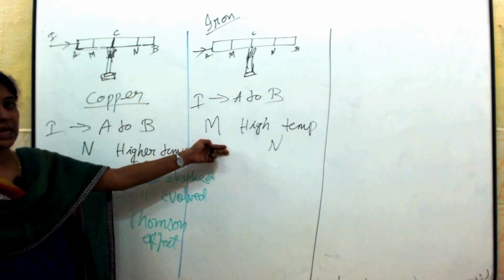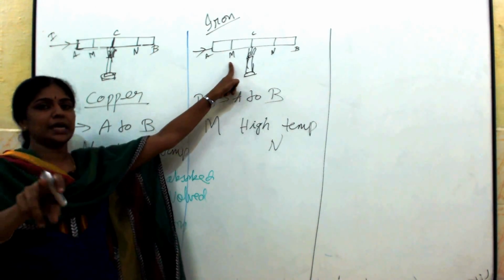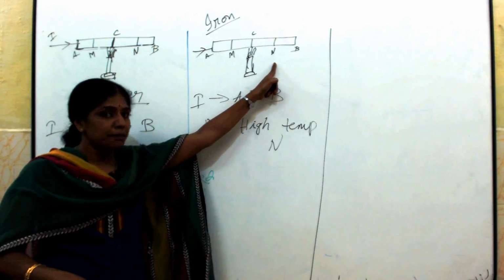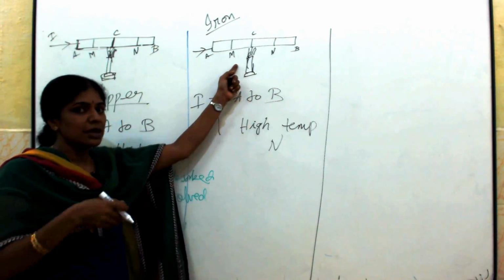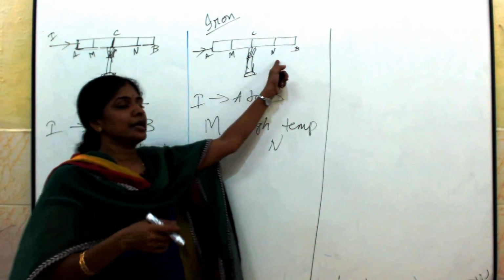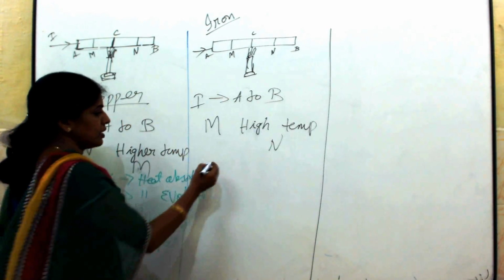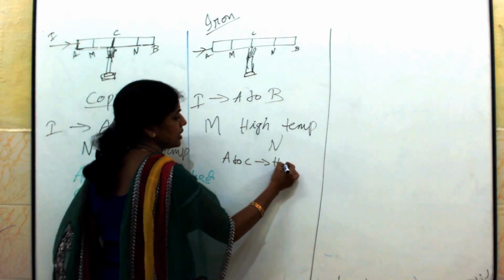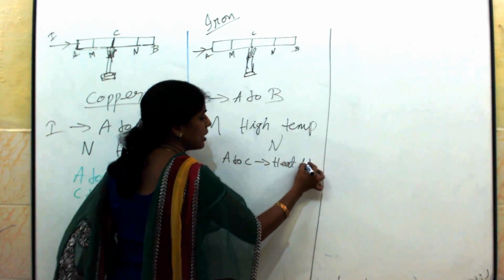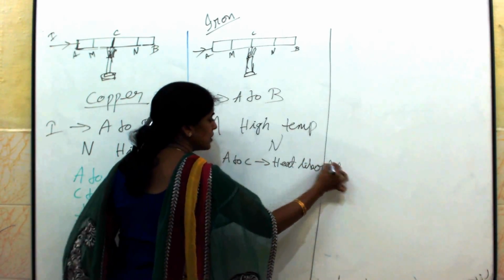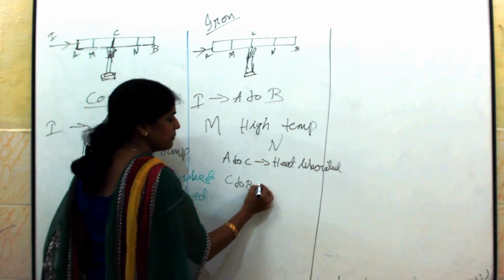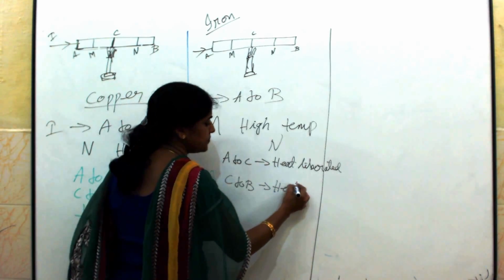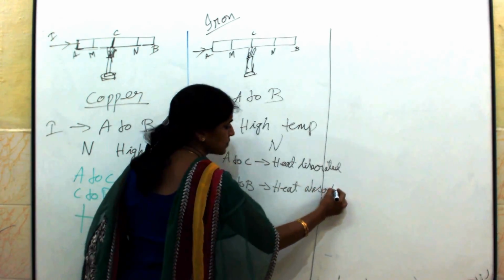What he noticed in this example is that the point M is at a higher temperature than the point N. That means here heat is liberated and here heat is absorbed. So I can say from A to C, heat is liberated or evolved, and from C to B, heat is absorbed. That is the reverse effect.